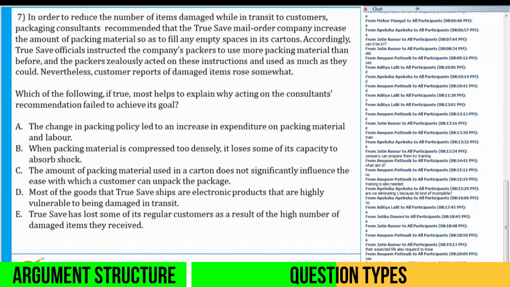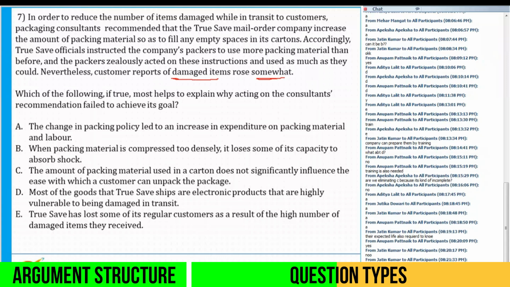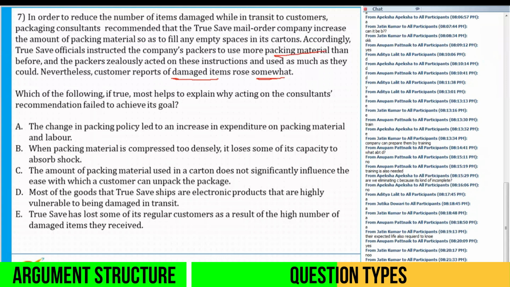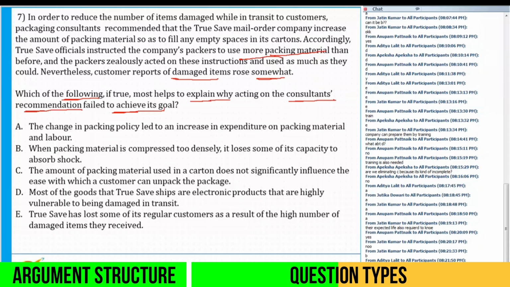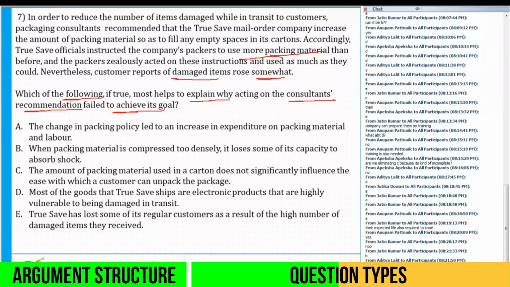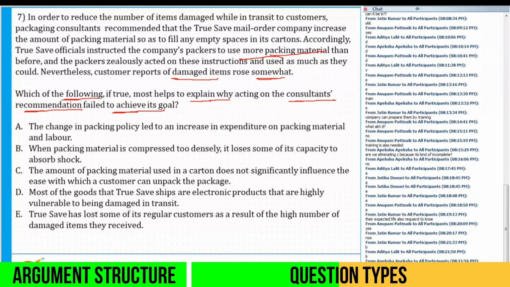So even though I'm using a lot of packing material, the reports of damaged items have kind of increased. Why? This is a paradox. I'm using more packing material, but damages have increased. Why? How is it possible? So, which of the following will help us to explain why acting on the consultant's recommendation failed to achieve its goal? Because normally, when we increase the packing material, then we believe that there's going to be less damage, but in this case, a very contradictory thing has happened. What can be the reason?